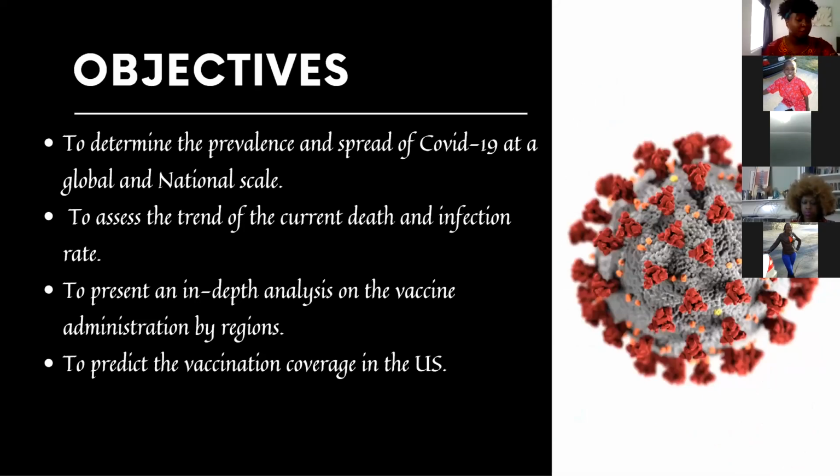Now, onto the specifics of the objectives of this project. The intention was to determine the prevalence of the spread of COVID-19, both at a global and a national scale, because it's affecting countries differently. The next is to assess the trend of the current death and infection rate. After that, we're going to present an in-depth analysis on the vaccine administration by region. So how is the vaccine in the more developed countries or continents versus the less developed ones? How is it in the US as compared to Kenya or Mozambique or Saudi Arabia, different countries? And then to predict the vaccination coverage in the US. So the US was our case study.